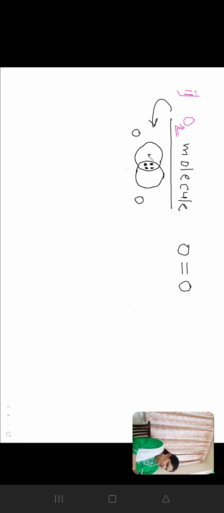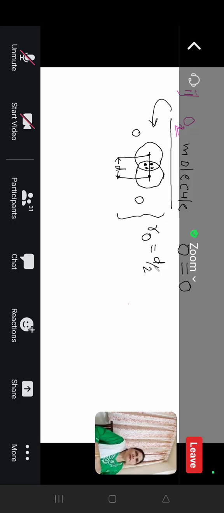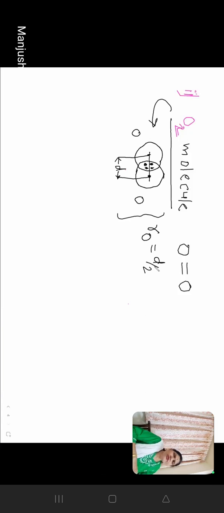Now suppose this is the nucleus of one oxygen atom, and the nucleus of the second oxygen atom. Again the same thing. You have to measure the internuclear distance, that is D. Then what is the radius of oxygen atom? That is d by 2. So in general, what is the formula of covalent radius? That is r is equal to d by 2. That is the general formula.